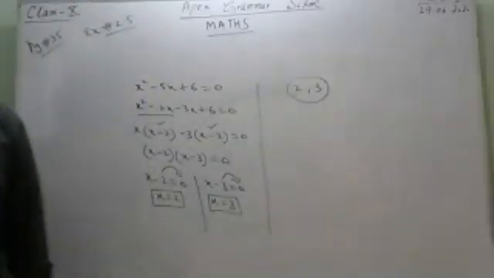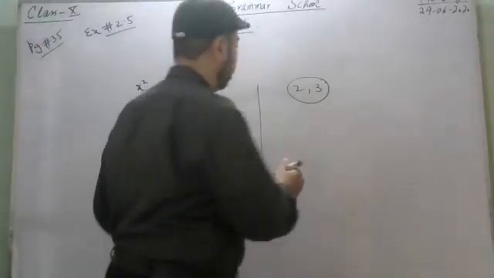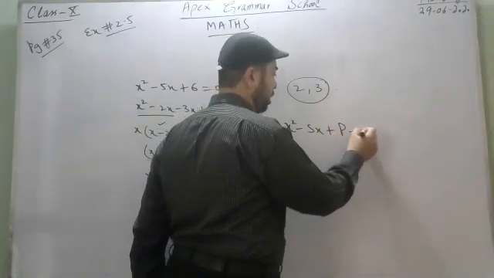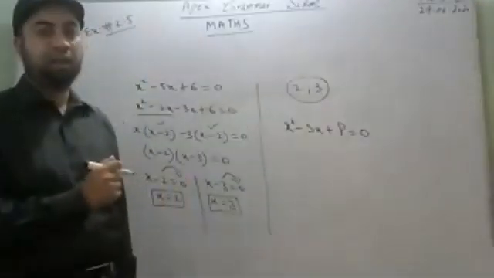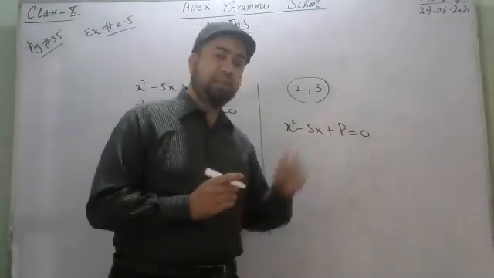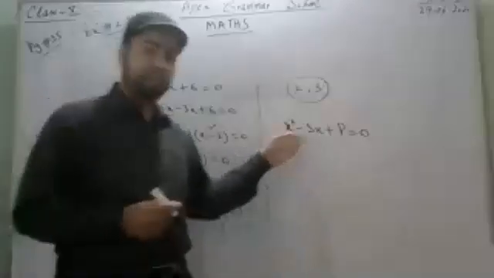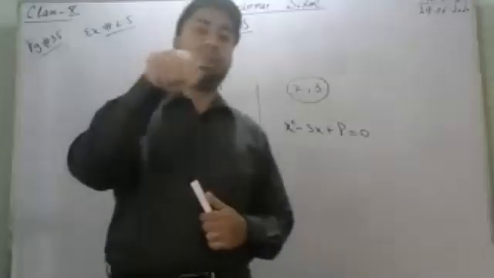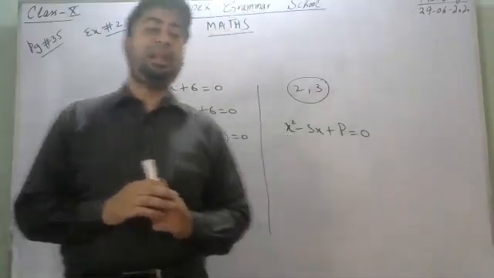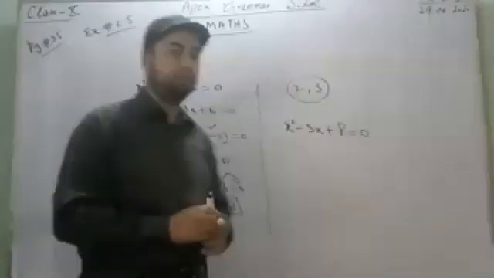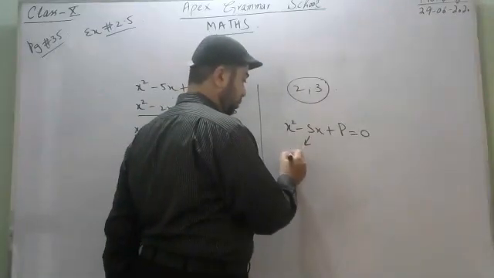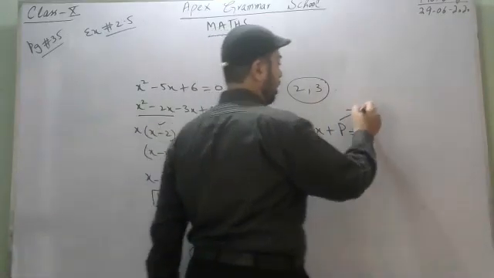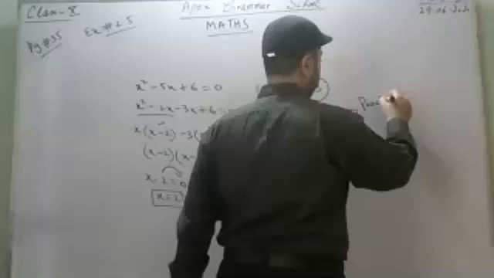For that purpose, we have one formula that is very easy: x square minus Sx plus capital P is equal to 0. And that's it. Now what is this S and what is this P? You have to learn about this formula. X square minus capital S x plus capital P is equal to 0. This S is, you know, the sum of roots. This capital P is the product of roots.